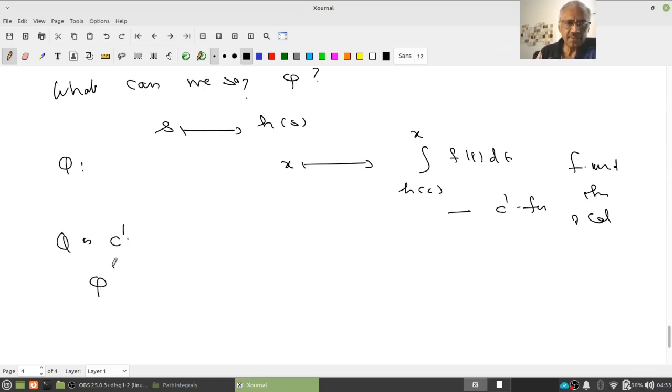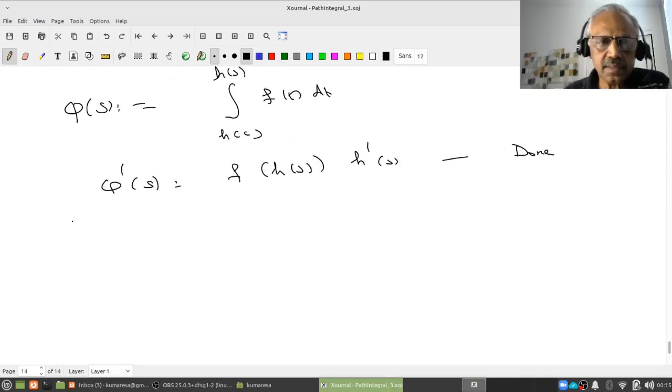And what is the derivative phi prime of s? The derivative of the outer function is f of h of s at the point x, into the derivative of the inner function, which is h prime of s. And now let us use the fundamental theorem of calculus.